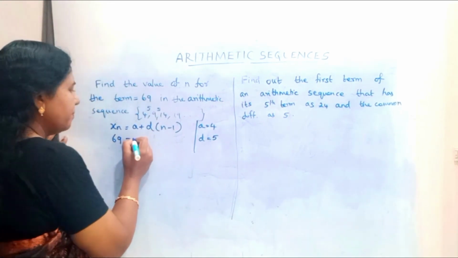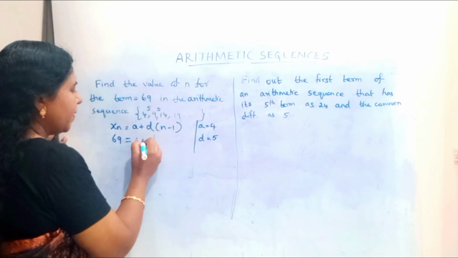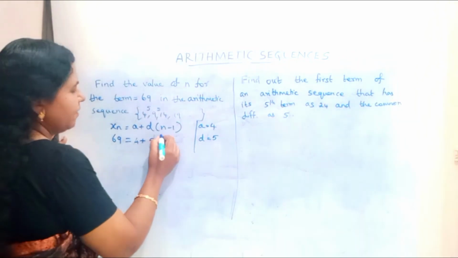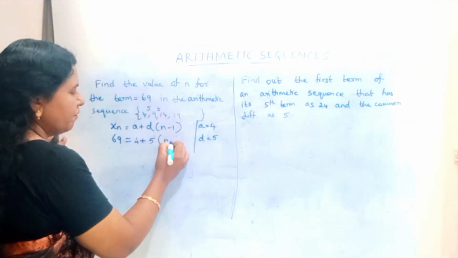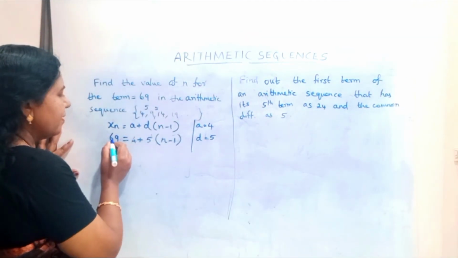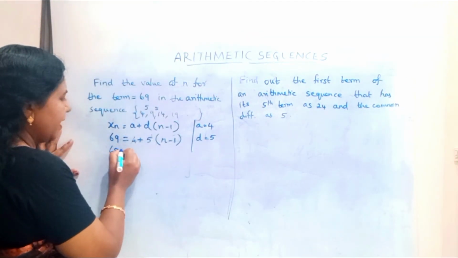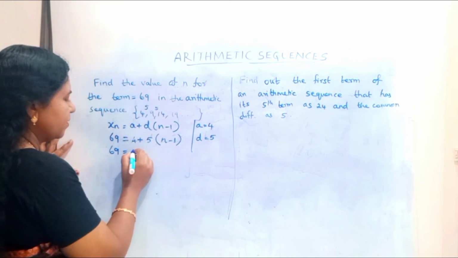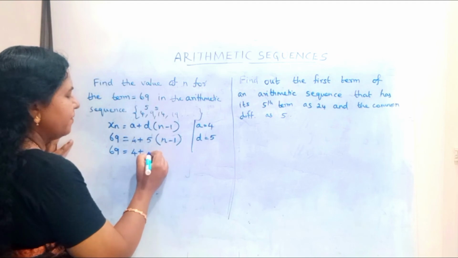Okay, so here it becomes 4 plus, in the place of d we have to substitute 5. So 5 into n minus 1. Okay, so now here it becomes 69 is equal to 4 plus 5 into n minus 1.